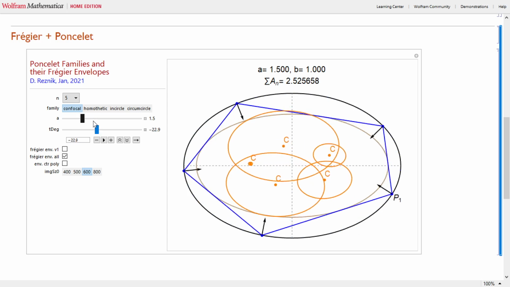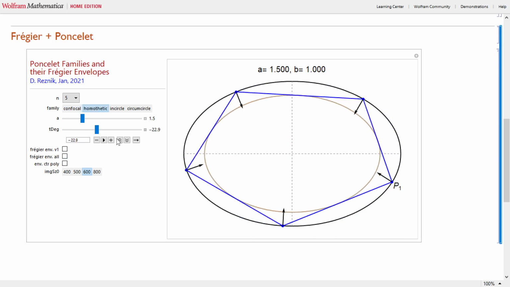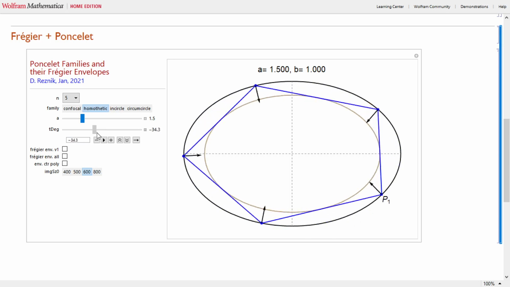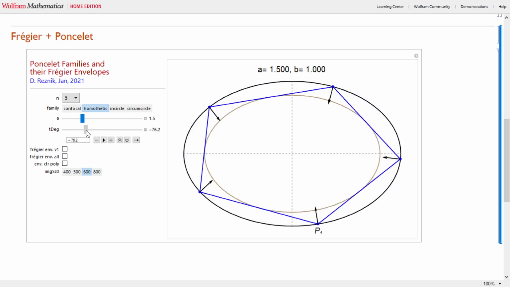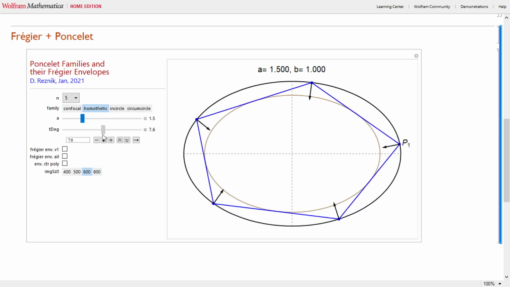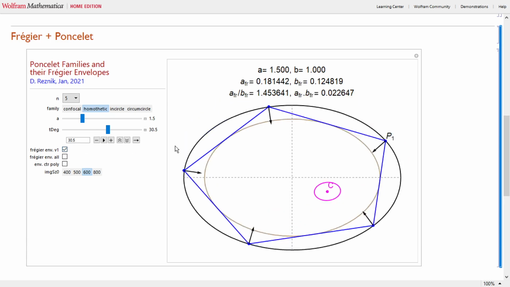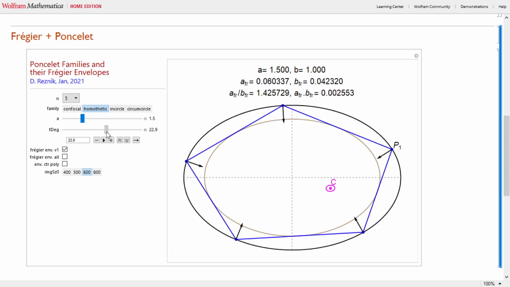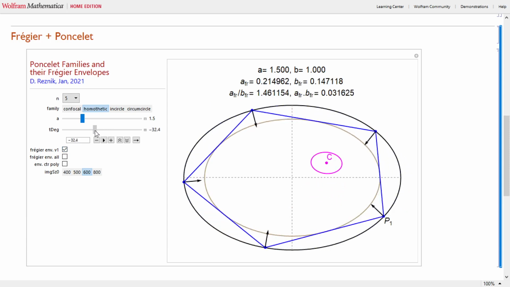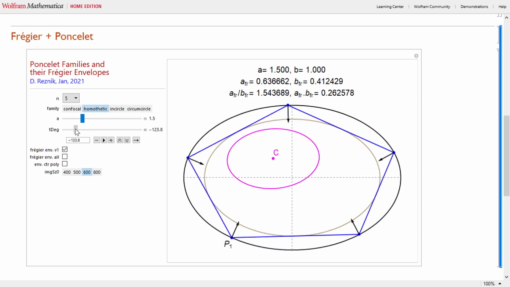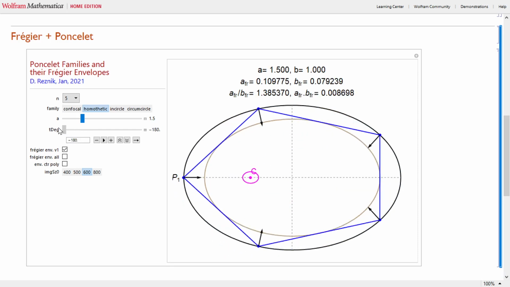What if we switch the family and we now go to the homothetic pair? Homothetic pair is interscribed between two homothetic ellipses. Here's the n equals 5 case, right? It's a different family. This family has constant area, and it has also constant sum of side length squared. But this is not germane to this conversation, so let's go ahead and look at one of the Frégier envelopes to this family. This one is with respect to point P1.